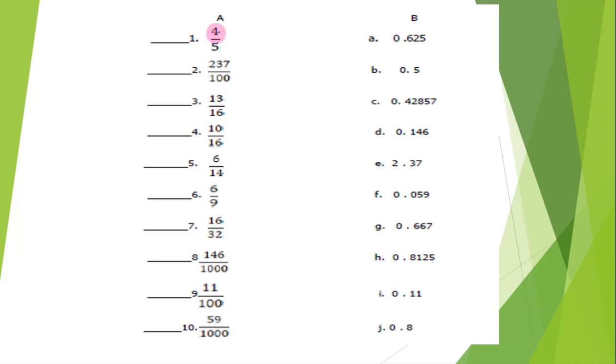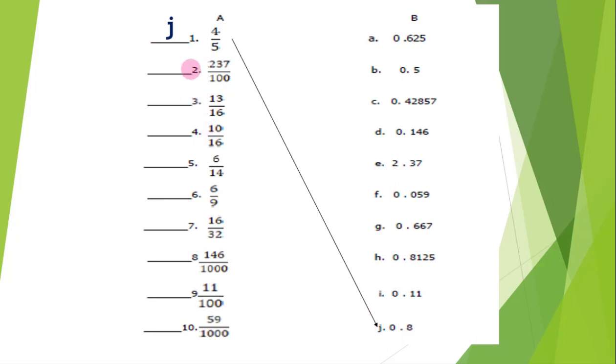So for number 1, 4/5. Obviously, 4/5 is equal to 0.8, or that is 8/10. Why? We have to multiply 5 by 2, 4 by 2. So 4 times 2 is 8, and 5 times 2 in the denominator is 10. So it's 8/10. Let's see. So it's letter J.